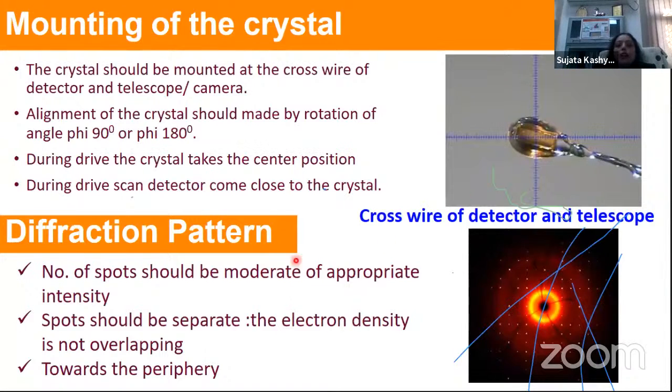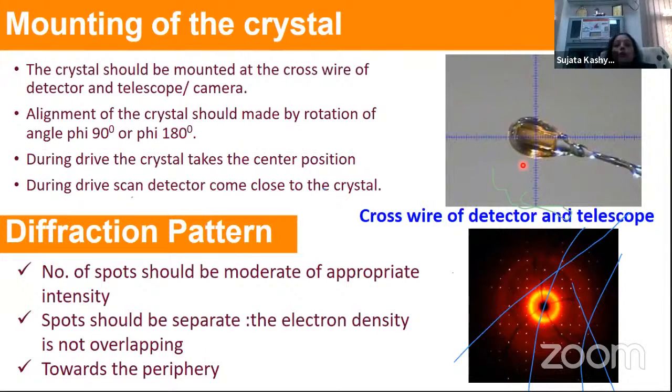Then what is a diffraction pattern? We mount our crystal on the goniometer in the instrument, and then X-rays fall on the crystal. As a result, we get a diffraction pattern. In that diffraction pattern, we see a number of spots. These spots will tell whether our crystal is a single crystal, and whether we should go for data collection or stop at this position.